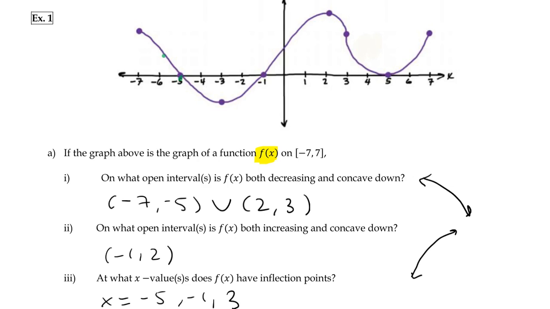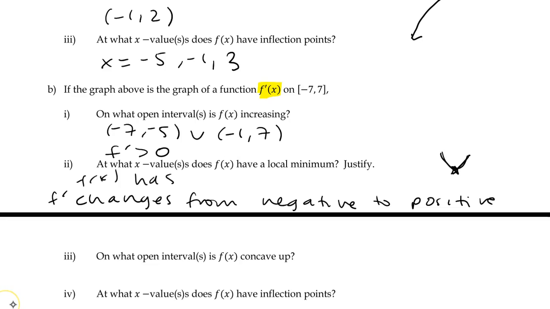Right here, what happens? F prime changes from positive to negative, and that's not what we wanted. Here's another 0. We wanted f prime to change from negative to positive. Here's our answer. This is going to be our local or relative min. This one doesn't change sign at all, so we're just looking at -1. So f has a local min at x equals -1.